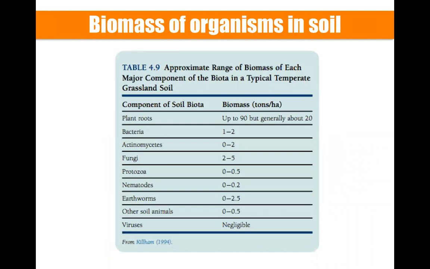Okay, so in terms of biomass, per tons per hectare, how much biomass or weight do these microbes have in soil? We have bacteria at about 1 to 2 tons per hectare. We have fungi the most, about 2 to 5 tons per hectare. And the rest is about 0.2 to 2.5 tons per hectare.